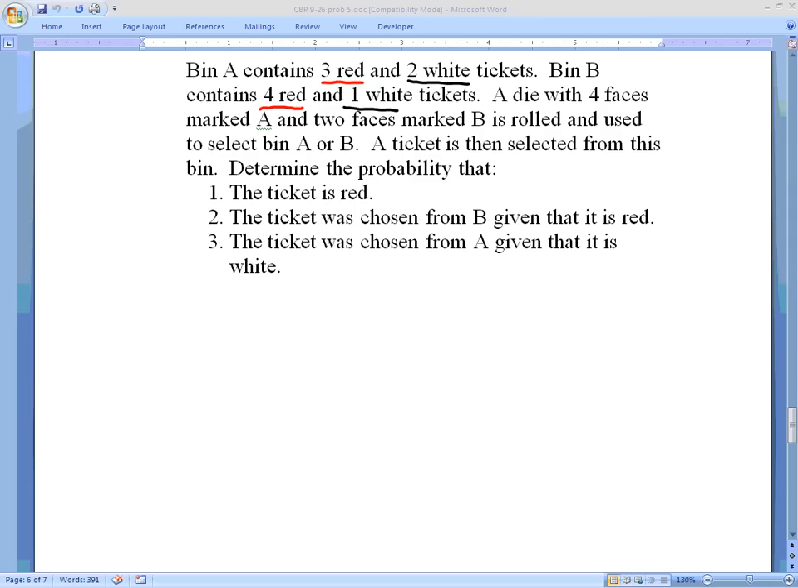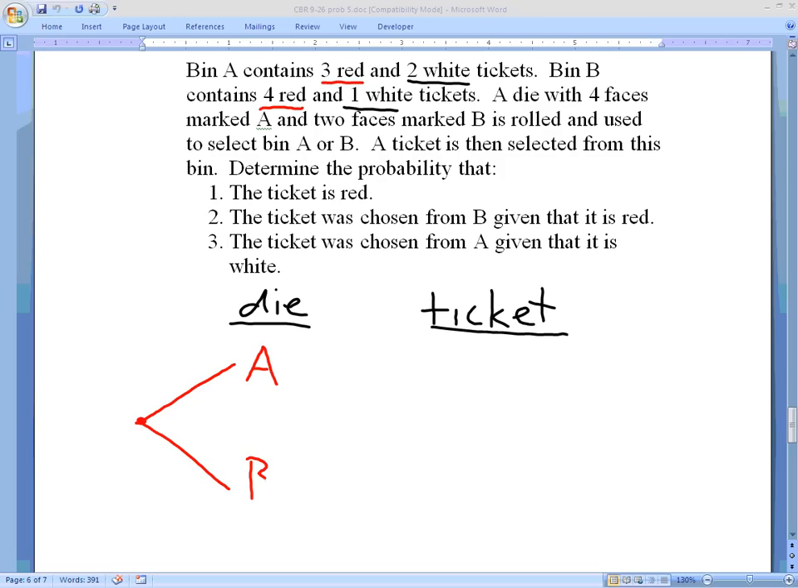So to start with, what are our actions? Well, we're rolling a die. And after that, we are going to select a ticket. So what are our outcomes for each of these? The first one, on the die, we could get one of two things. We could either get a bin A or a bin B. Then, once we're in bin A, we could select a ticket, either red or white, and we could do the same thing from bin B. They also have red and white tickets in there. And that's our tree diagram set up.